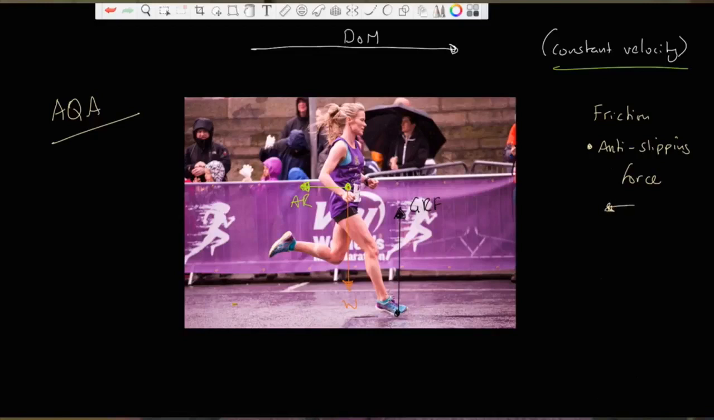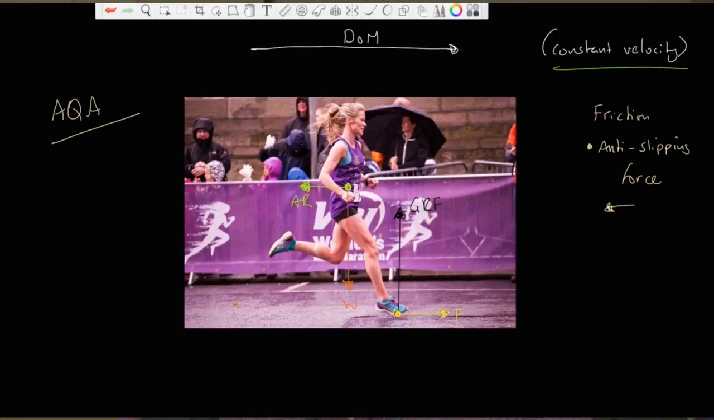Okay, would you agree with me? She's pushing in this direction. So the tendency for her to slip, imagine it was ice, for example, her foot would potentially slip in that direction. So therefore, we would always have the contact point as the origin. We now have a friction force arrow, which is illustrated like this.